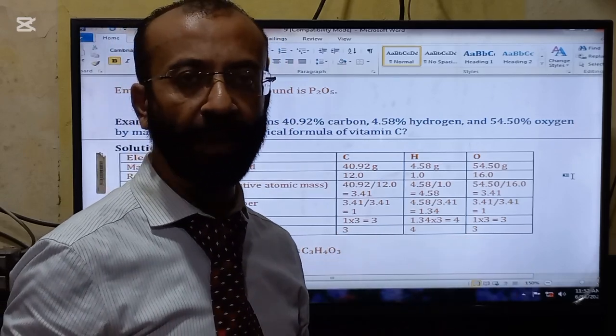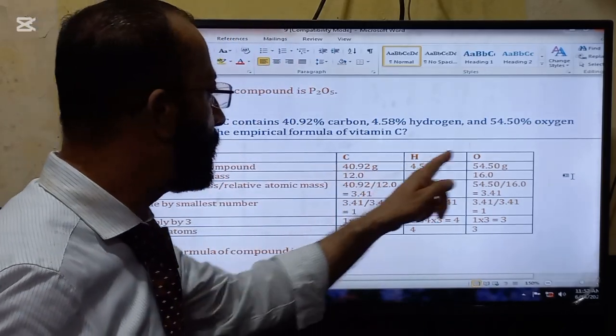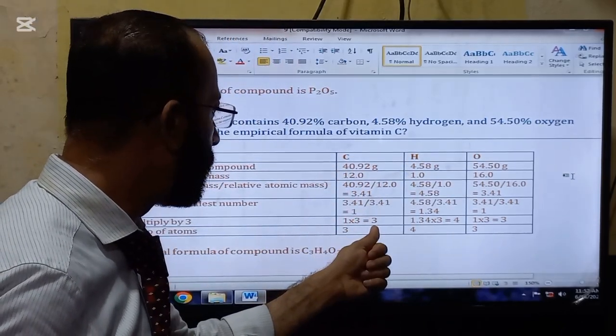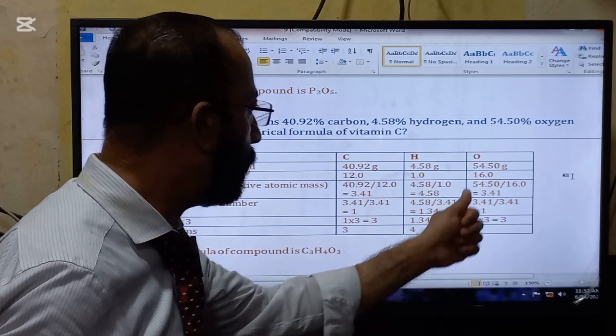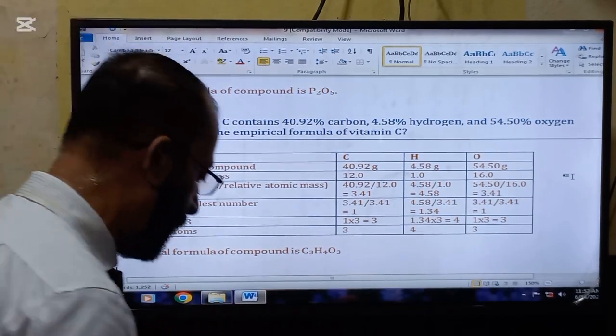So the final step will be to make these numbers the subscripts of these atoms. So C3H4O3. So this is the empirical formula.